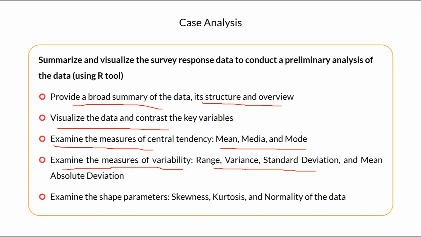Lastly, we also examine the shape parameters. This includes skewness, which is a measure of symmetry, kurtosis, which is a measure of peakedness, and normality of data. We'll first compute these measures for a simulated normal distribution and then compare these measures for our variables pre and post, that is survey responses before and after training data.